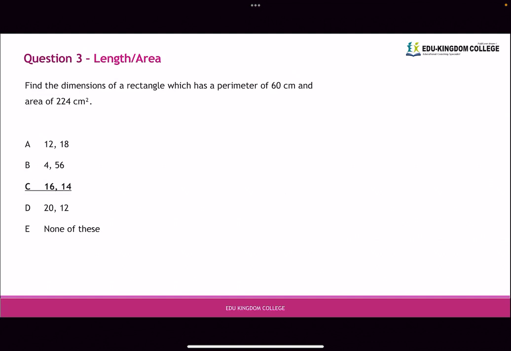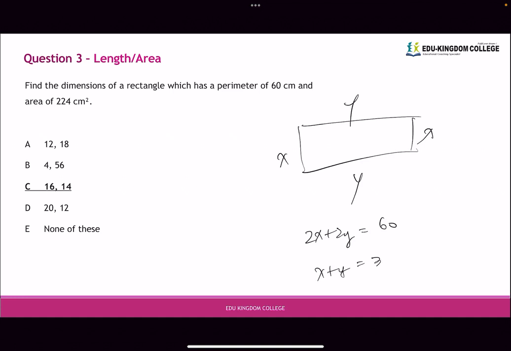We have a rectangle. It's got a perimeter of 60, so let's call the shorter side x, longer side y. Perimeter is 2x plus 2y equals 60. So just x plus y would equal 30, right? So one side plus the longer side would equal 30. And if we multiply them together, we get 224.